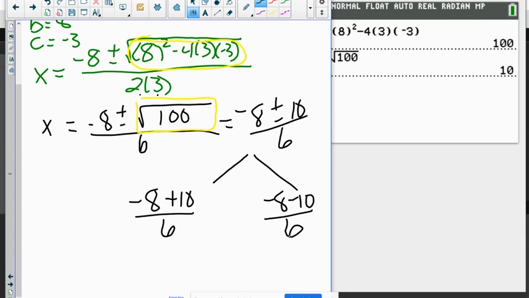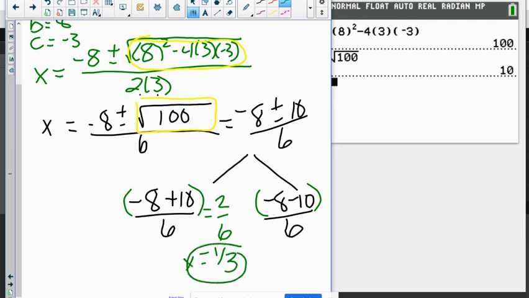All right, the last thing I need to make sure you know is that you have to simplify the top first and then divide by 6. So I'm going to do negative 8 plus 10. That's 2. 2 divided by 6. Great if you reduce your fraction. If you forget, it's okay. So one of my answers for x is 1/3.